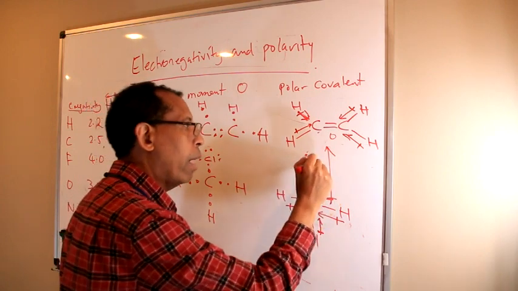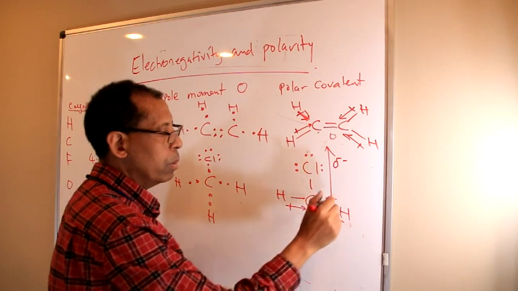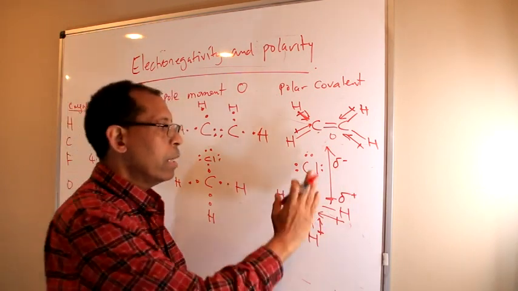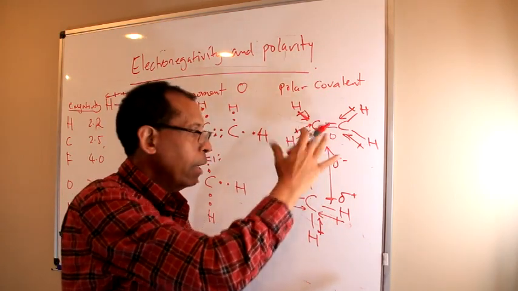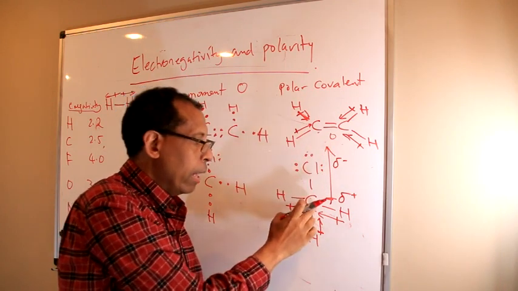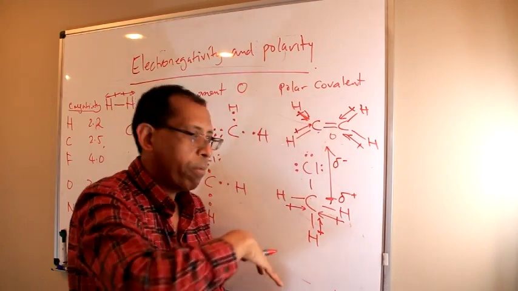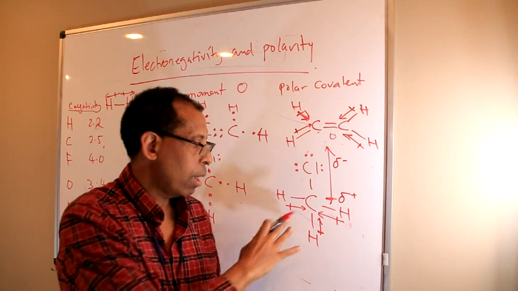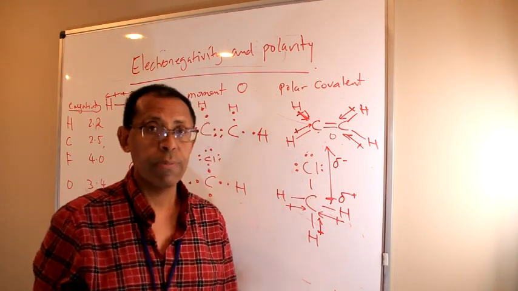So chlorine would have a delta negative and carbon would have a delta positive. What it means is the electron density is pulled towards chlorine, making chlorine more negative, and carbon, since the electron is being withdrawn from it, has a delta plus charge. That means it's more positive now because of the presence of chlorine.